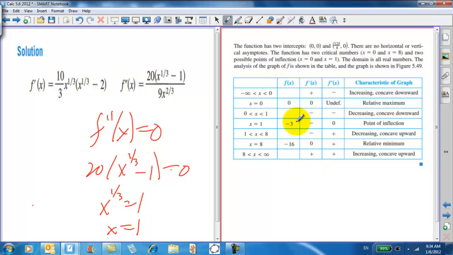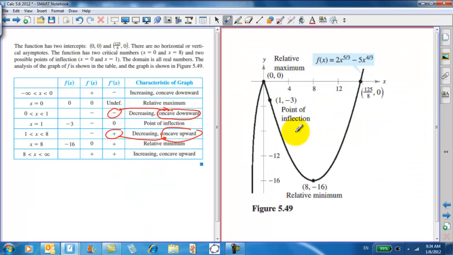Now, my big question is, was this 1 a point of inflection? You've got a 0 second derivative. And notice we test the second derivative on either side of this x equals 1. Between 0 and 1, if you put a number between 0 and 1 here, it gets negative. If you put a number between 1 and 8 in here, it's positive. So this means that it went from concave up to concave down to concave up, so you must have an inflection point there. So that's one of the key points there.